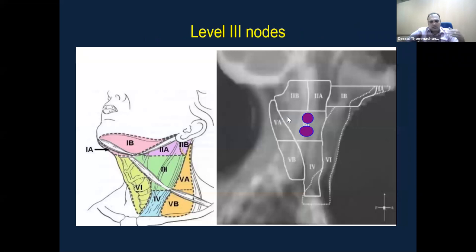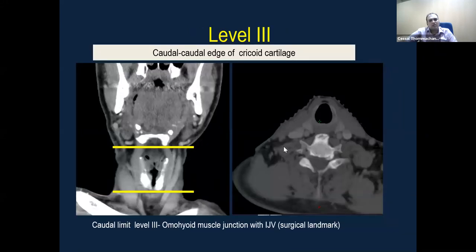there are the limits. You have seen that the caudal edge of the hyoid bone is the level 2 limit, and here it is the caudal edge of the cricoid cartilage. So that is the superior and inferior extent of level 3. This is the cricoid cartilage. You can see that this is the cricoid cartilage also, and below that is the trachea. So at this level, it becomes level 3 and level 4.